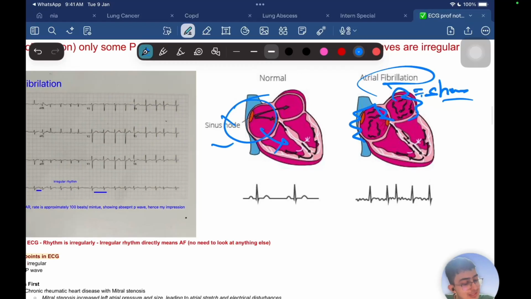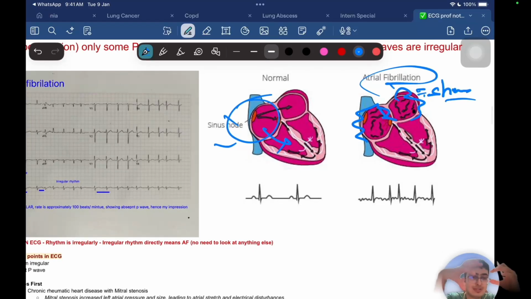And if the atria is not able to contract properly, it's only shaking, then the blood is going to pool in the atrium, right? It's going to collect in the atrium because it cannot go down, it's not contracting.